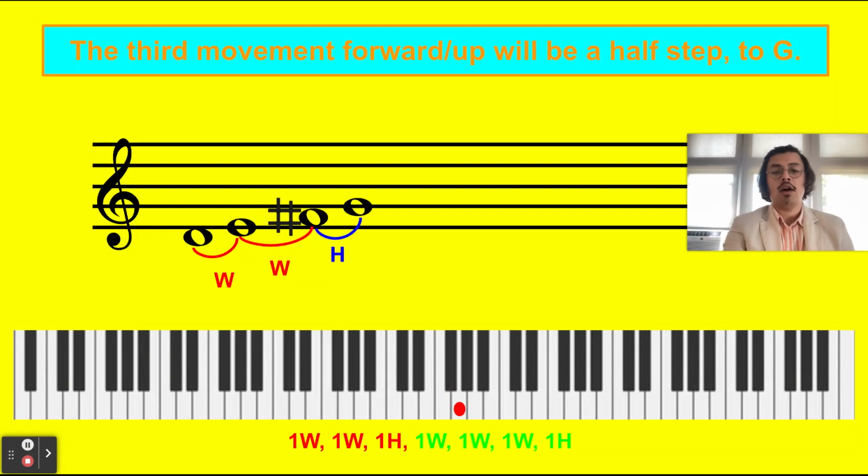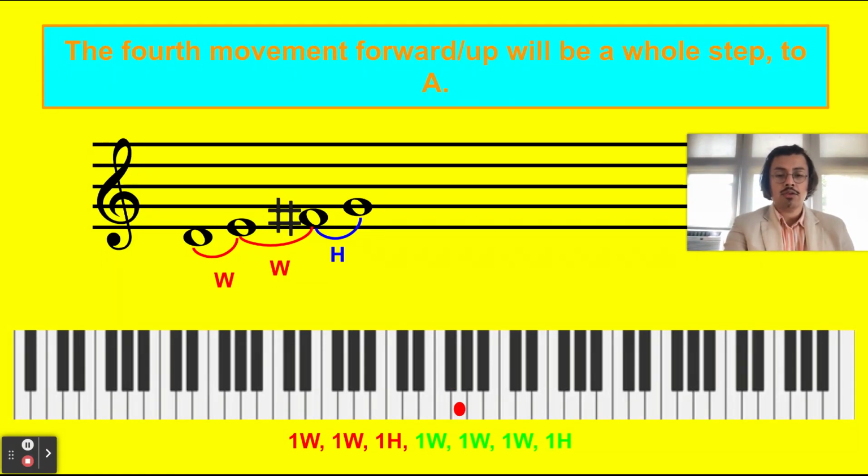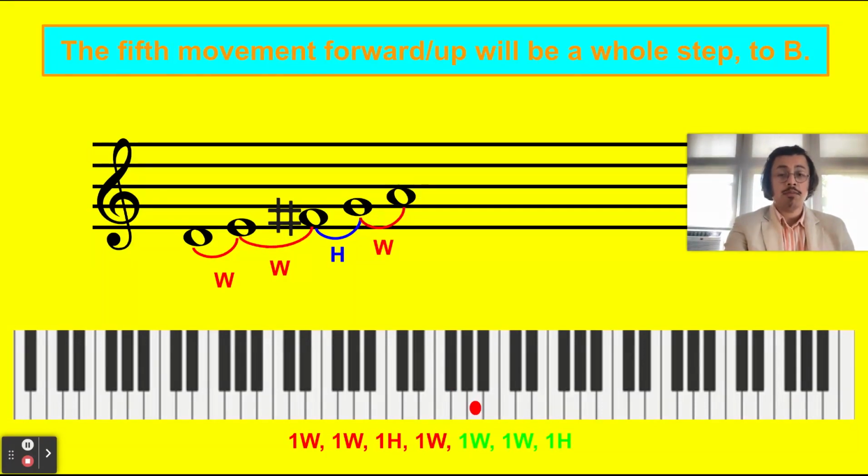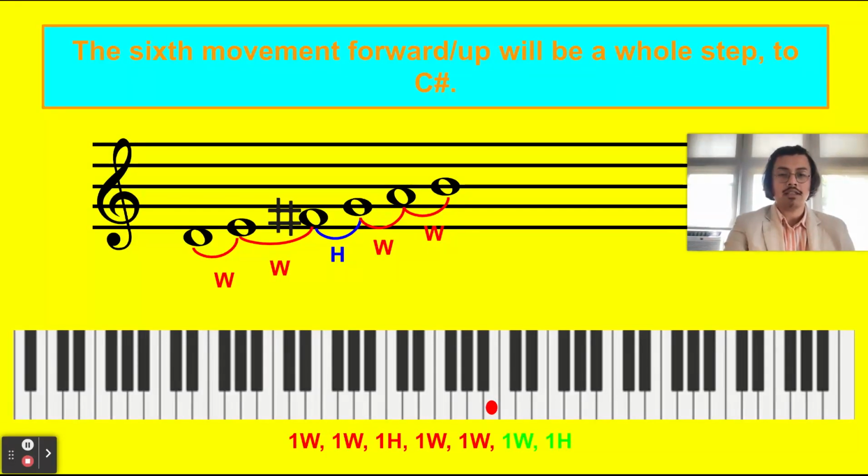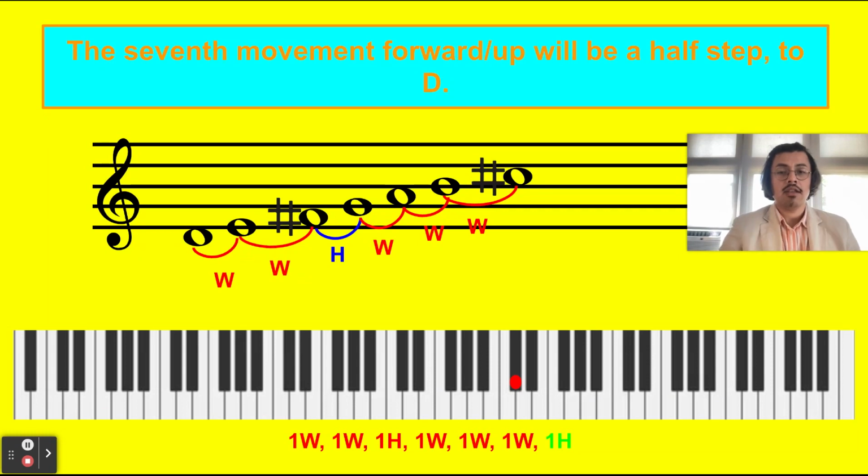Okie dokie, let's go. Now we go up a whole step to A, so we go half step and whole step. Now the next movement, the fifth movement forward, will be a whole step to B, so half step plus half step. Okay, there you go. Now here's where it starts to use sharps, because the next movement forward or up will be a whole step to C. So we go half step plus half step, and then that's a whole step. So that brings us to C sharp. And last but not least, the seventh movement forward or up will be a half step to D. And there you have it.